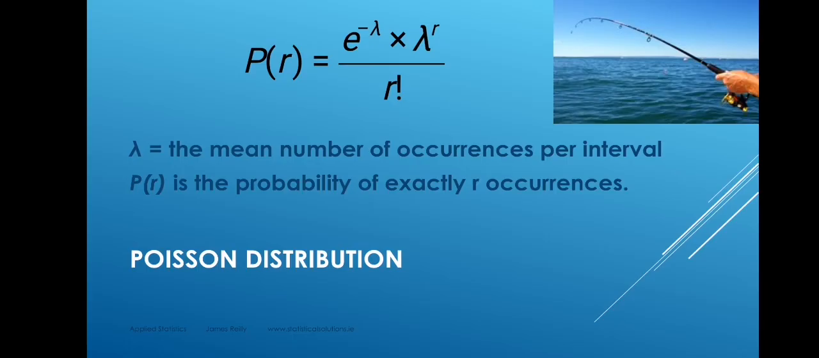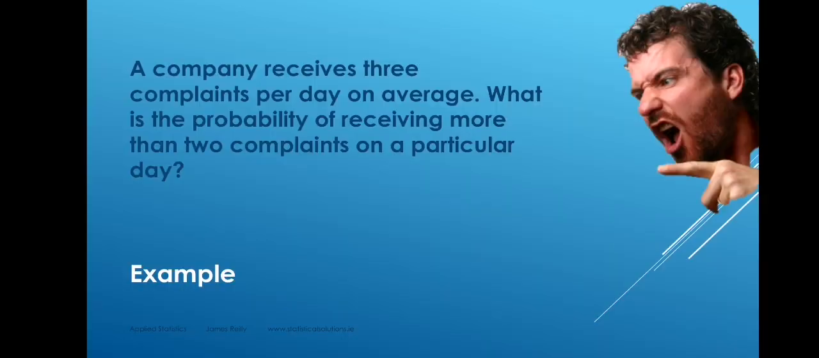We now move on to the Poisson distribution. Our formula this time is not so intuitive. P(R) again means the probability that there will be exactly R occurrences, equals e to the minus lambda times lambda to the R over R factorial, where lambda is the mean number of occurrences per interval. And lambda, as explained, is the mean, and e is the base of natural logarithms. It's a number that's already familiar to your scientific calculator. So that formula, P(R), allows us to calculate the probability of exactly R occurrences in an interval.